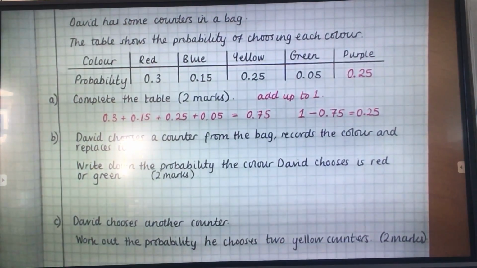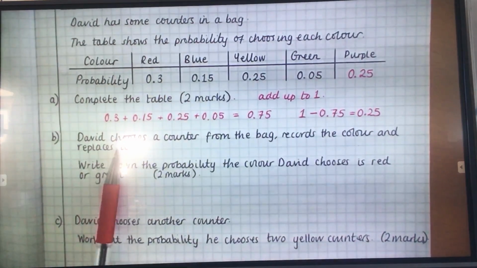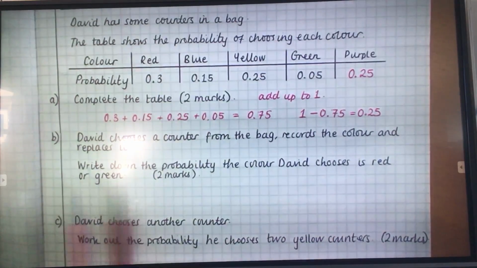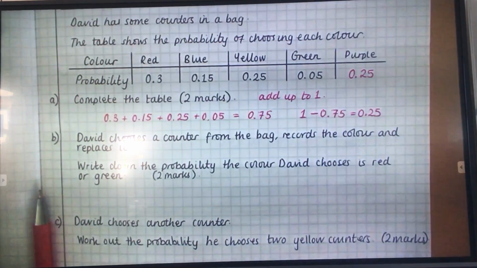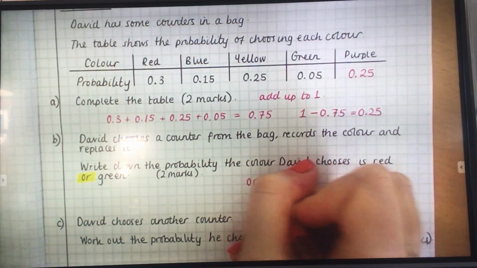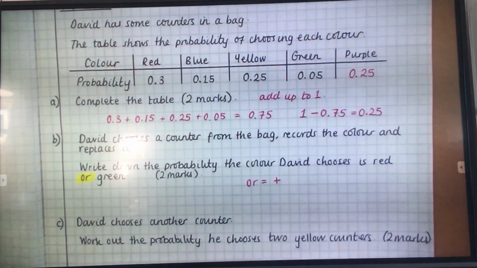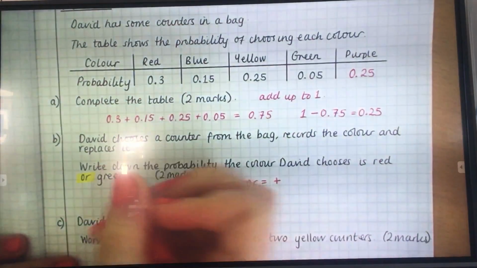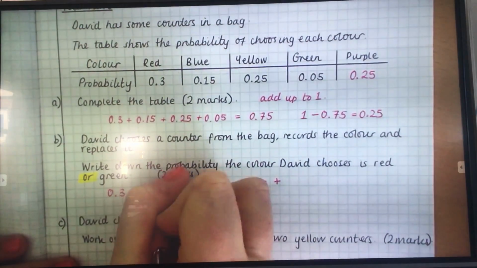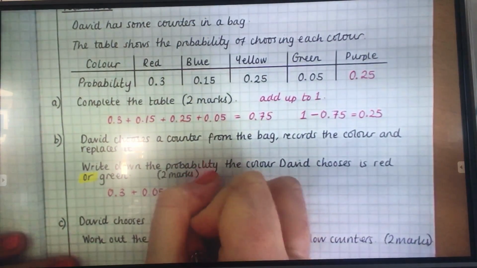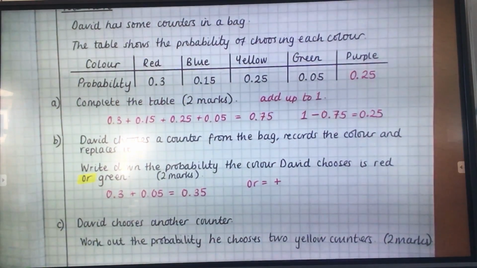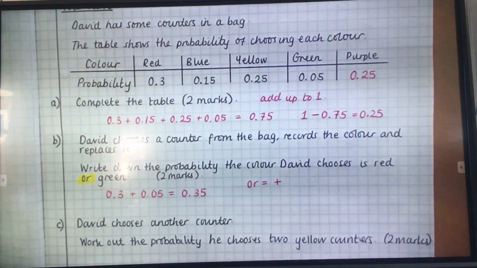Okay, part B. David chooses a counter from the bag, records the colour and replaces it. Write down the probability the colour David chooses is red or green. So we've got an OR rule here, and we know that OR means add, okay? We know that from the previous question. So, probability of red is 0.3, probability of green is 0.05, and we are going to add these together to get our probability for red or green, and you get 0.35. So there's your answer for that question.